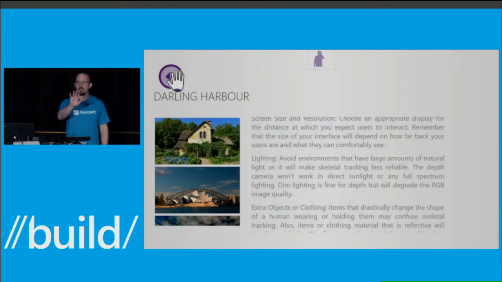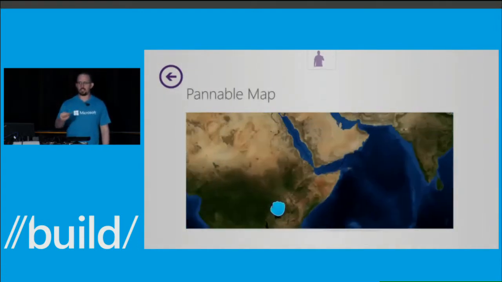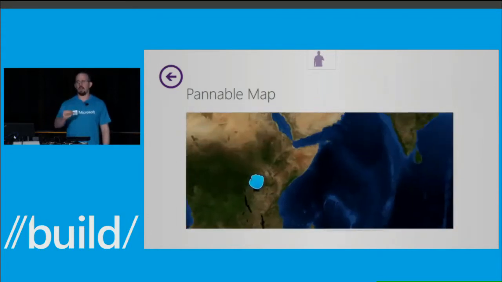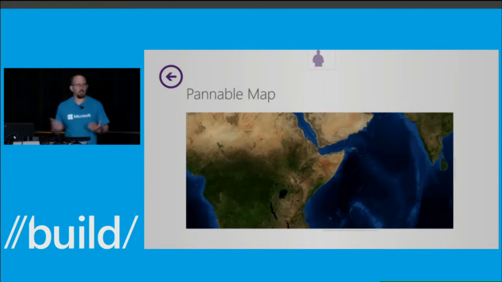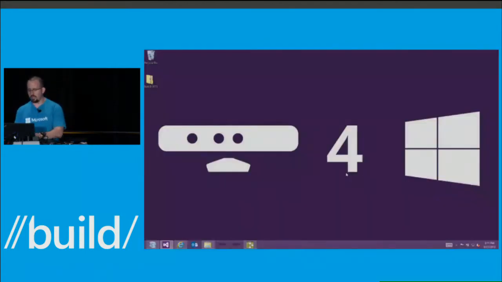So we've got another example in here, this pannable map, which is cool, because again, it shows that you can actually just grip and scroll in X, Y space. Okay, so those are just two samples that we shipped to really show you what these interactions are about.